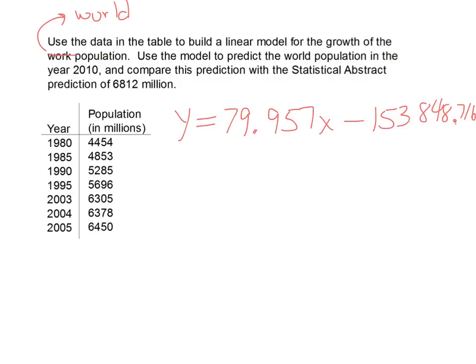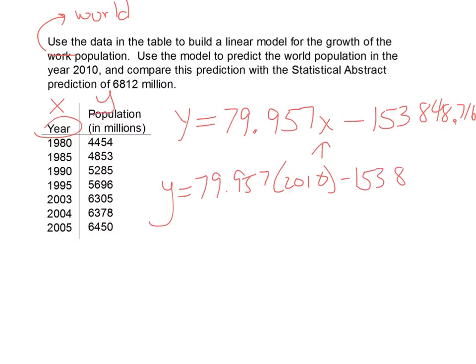All right, now remember this is in millions. So this is our regression equation. Years are X, population is Y. So if I want to predict the world population in 2010, that's an X because years are X. So put in 2010. y equals 79.957 times 2010 minus 153,848.716. And if you do that, you should get about 6,865 million people.